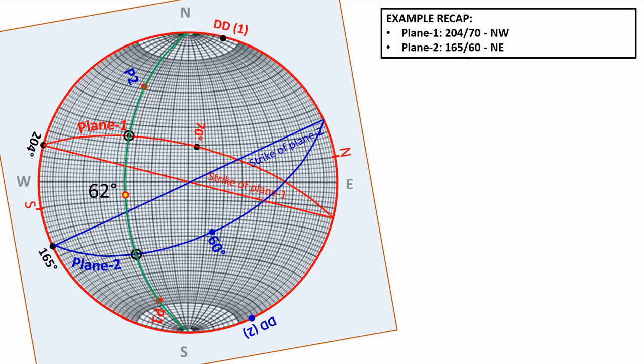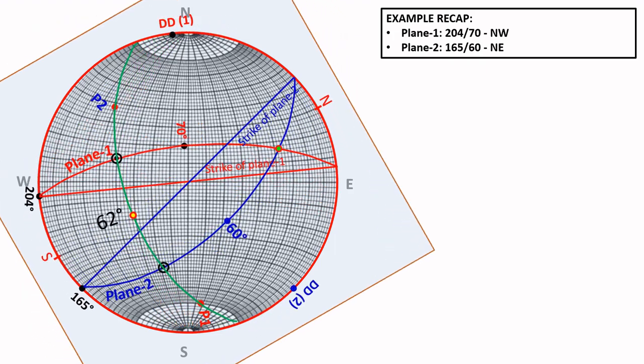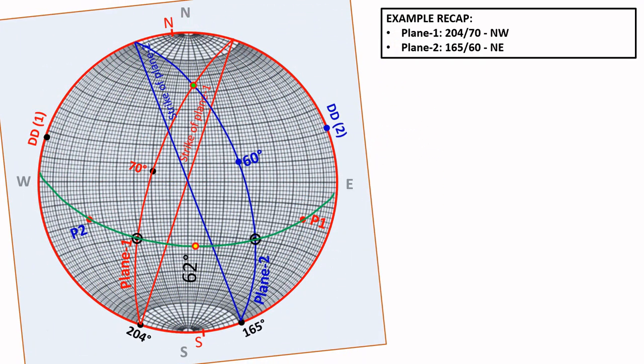To find the bisecting plane, identify the intersection point of the 2 planes, the fold axis if they are limbs of a fold. This is the point of intersection of the 2 planes. Mark it. This represents their line of intersection. Rotate the overlay such that the bisector point and the intersection point lie on the same great circle. Draw the great circle passing through these 2 points. This great circle represents the bisecting plane of the angle between the 2 planes.